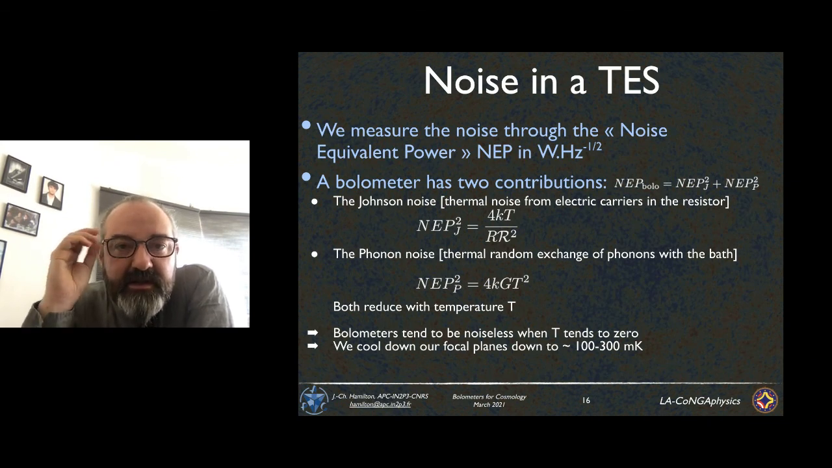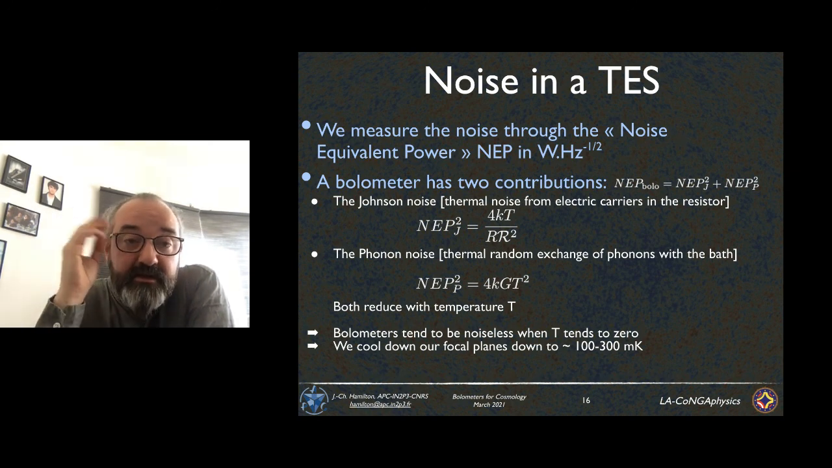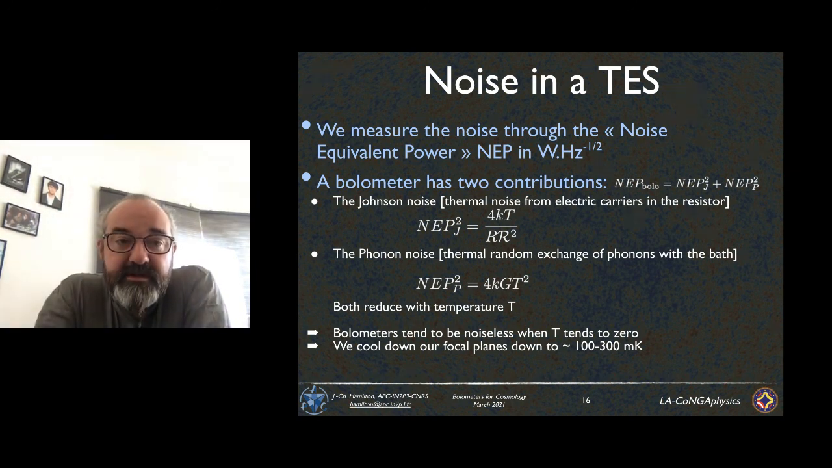So let's try to understand a little bit what is the noise in a transition edge sensor. So usually in a detector, you measure the noise through a quantity that is called the noise equivalent power, the NEP, which is basically the variance of the noise that is dissipated in 1 second. Okay, so this is in watts per root hertz. In a bolometer, there are two contributions for the intrinsic noise of the bolometer: the Johnson noise and the phonon noise. So the Johnson noise is basically the thermal noise for the electric carriers, the electrons in the resistor. So that's the vibration, thermal vibration of the electrons.